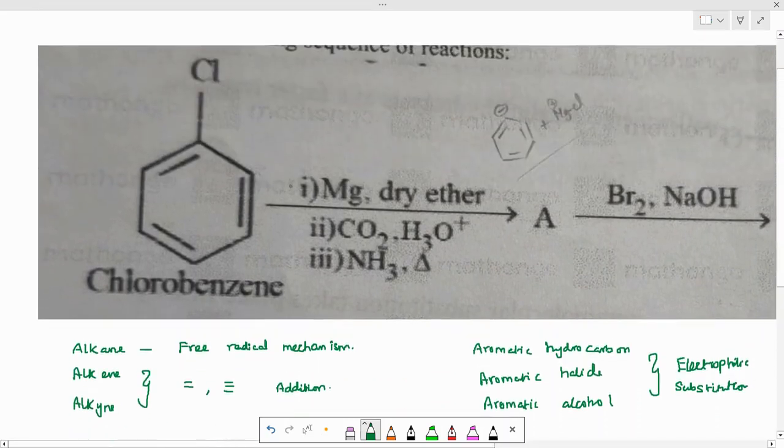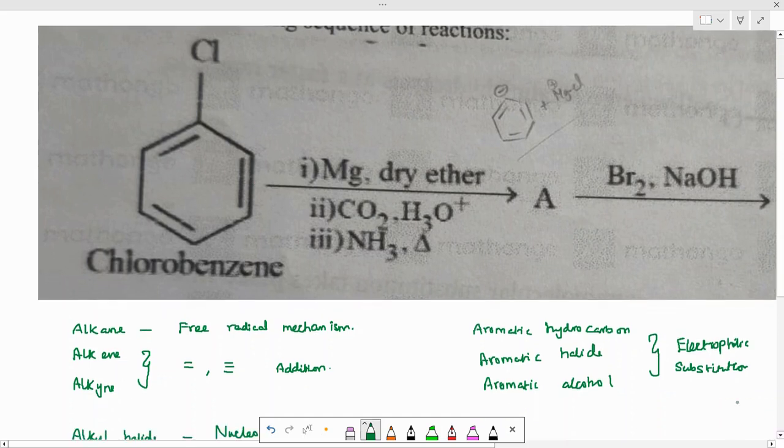So first one, look at this. This is actually the halide. The halide will give electrophilic substitution, as it is an aromatic halide. So I'm going to check the reagent. The reagent is Mg, dry ether. Magnesium dry ether will not produce any electrophile. If you want electrophilic substitution, then you have to give the corresponding electrophile. For example, if you are giving AlCl3 and Cl2, there will be a Cl plus electrophile. So you will get the electrophilic substitution.